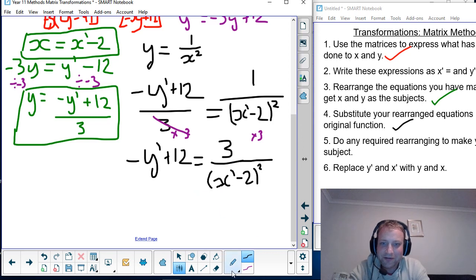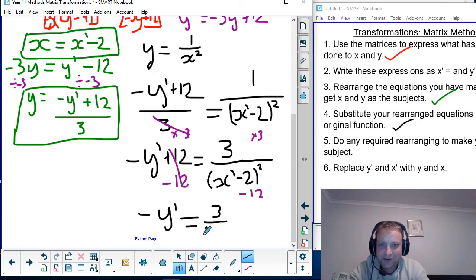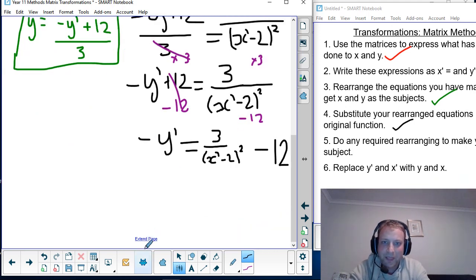Let's take away the 12 to the other side. All right, we're going to take away the 12, cross that out. Take away the 12 from this side. Again, no funny business going on. We've still got negative y dash on that side. We've still got our fraction on this side, 3 on top of x dash take 2 squared. We can just chuck the minus 12 out the back. It's happening after it. And then we just don't want that negative there anymore.